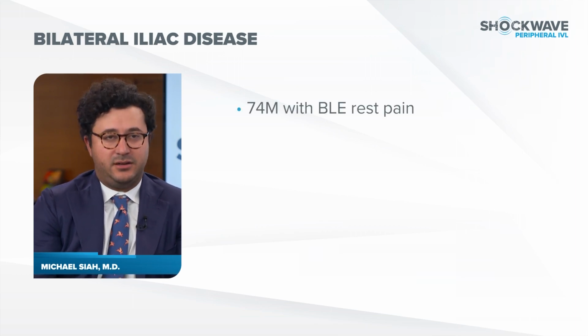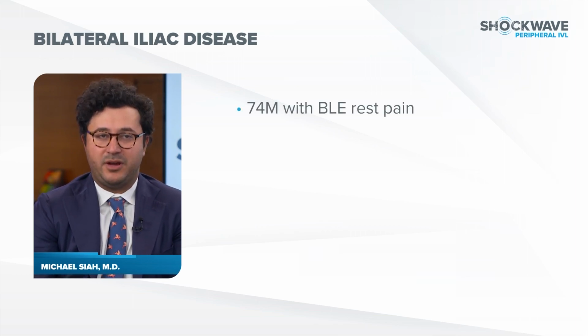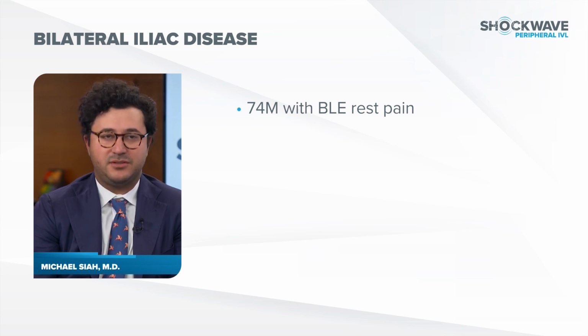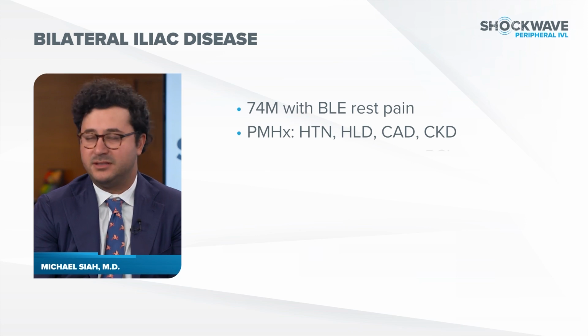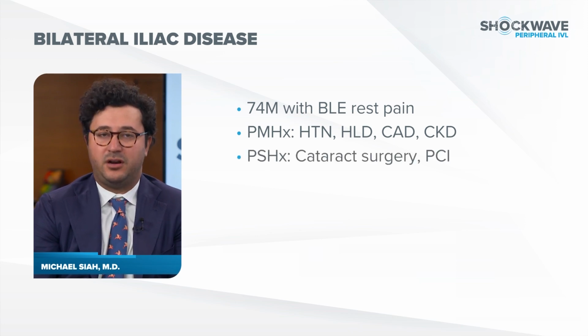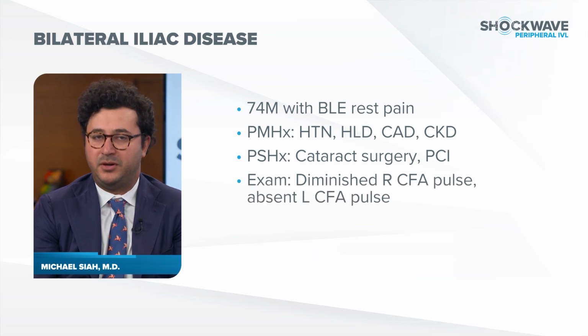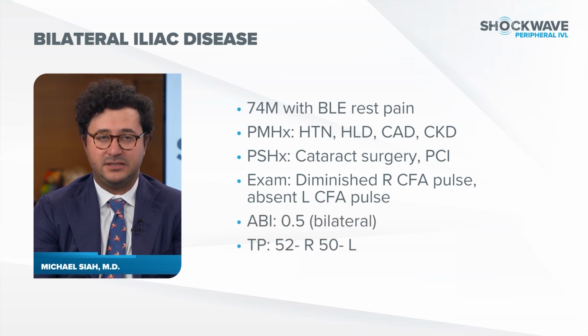So this is a 74-year-old gentleman that presented to our clinic with bilateral lower extremity rest pain. He had the classic risk factors for peripheral arterial disease: hypertension, hyperlipidemia, coronary artery disease, and some CKD. Previously undergone a PCI, and on exam, he had a diminished right common femoral pulse and an absent left common femoral pulse. Arterial non-invasives were consistent with arterial disease, with ABIs of 0.5 bilaterally and toe pressures in the 50s.